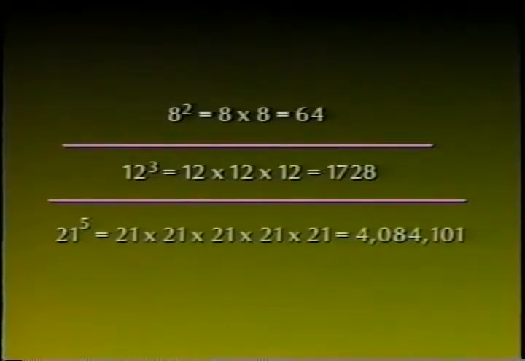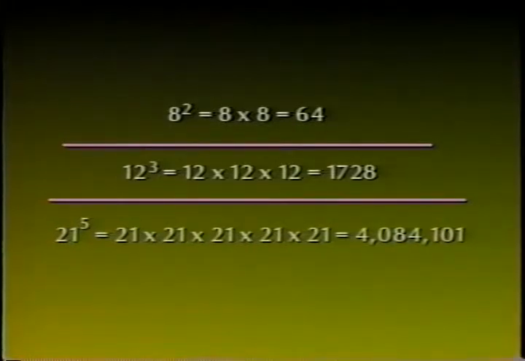A number squared is simply a number multiplied by itself, such as 8 times 8 equals 64. 64 being the expression of 8 squared, or the base number raised to the second power. A number that is cubed has been multiplied twice by itself, such as 12 cubed is 12 times 12 times 12 equals 1,728. 1,728 is the expression of 12 to the third, or 12 to the third power.